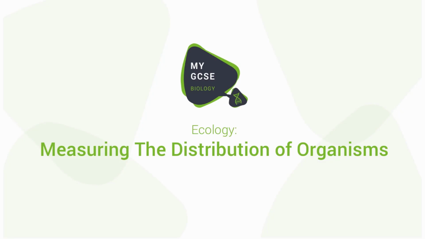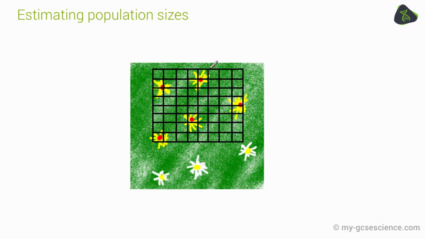Hi and welcome to this video on measuring the distribution of organisms, which is one of the required practicals. In the first example, I will talk through how to measure the population size of a common species in a habitat, such as a dandelion flower.